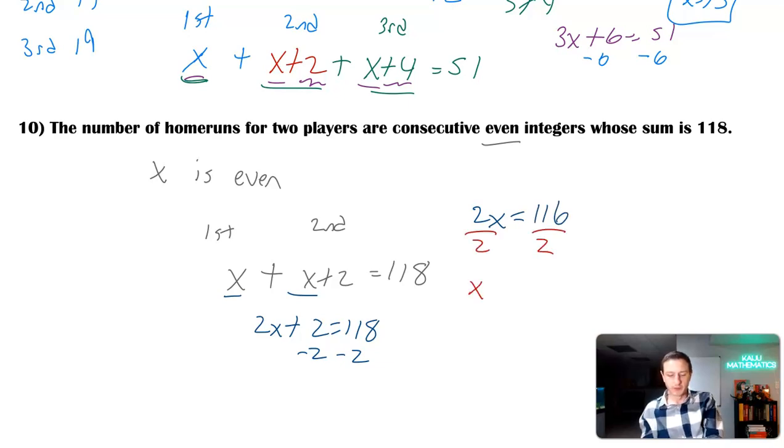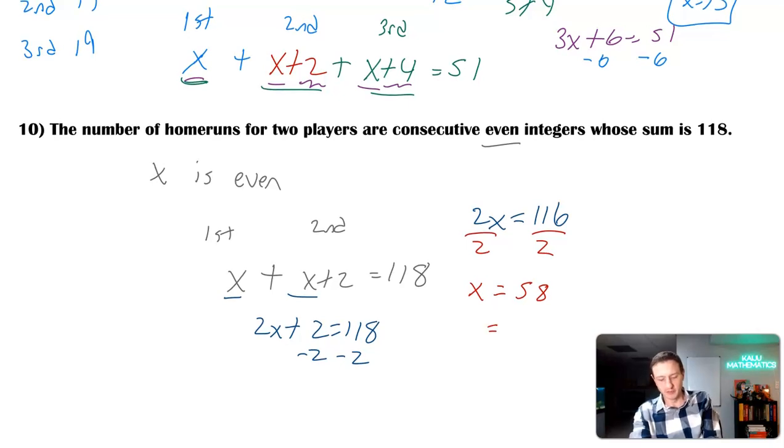Divide by 2. It's going to be 58, so x equals 58. So one player hit 58 home runs, and then the other player hit 60 home runs, 58 plus 2, consecutive even integers.